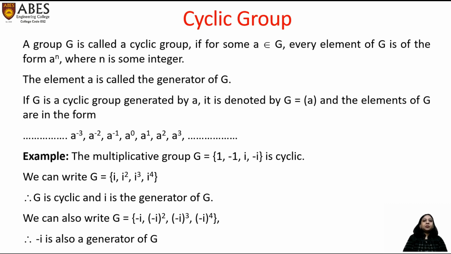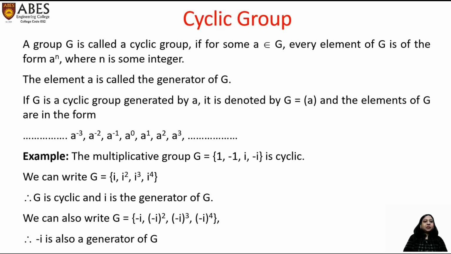A group is called a cyclic group if for some element A that belongs to that group, every element of G is of the form A raised to the power n, where n is some integer. It means we have to represent each and every element of the group in a single element power form. We have to find one element by whose powers we can represent the complete group. Then in that case the element will be called a generator of G and G will be called a cyclic group, denoted by G is equal to angle bracket A, and it will be represented in the form of powers.